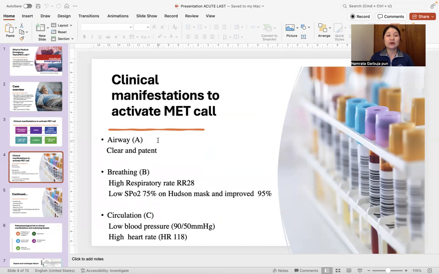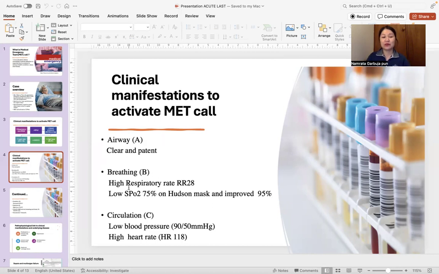So let me talk about all the clinical manifestations to activate a med call. Let's talk about airway. Her airway is clear and patent, and there is no sign of obstruction, which is a good sign, and there is no immediate intervention required for her airway. But there is a risk of airway obstruction in the future because she is a little bit drowsy, and her GCS score is 13 at the moment.